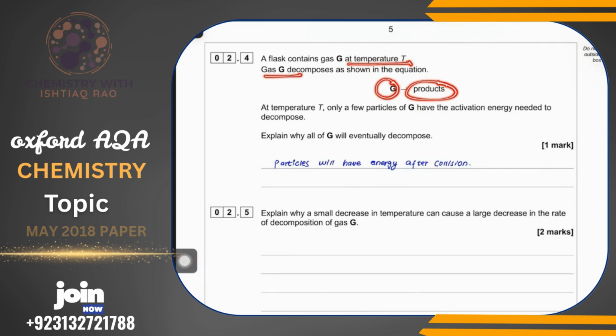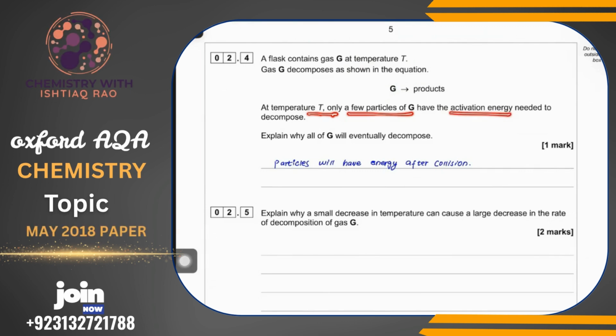As shown in this equation, at temperature T, only a few particles of G have the activation energy needed to decompose. Explain why all of G will eventually decompose. Of course, they will be gaining some sort of energy. So that's the reason all of the particles of G will decompose.